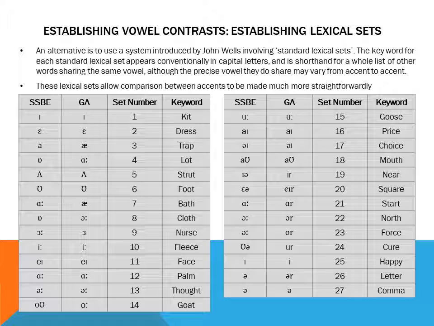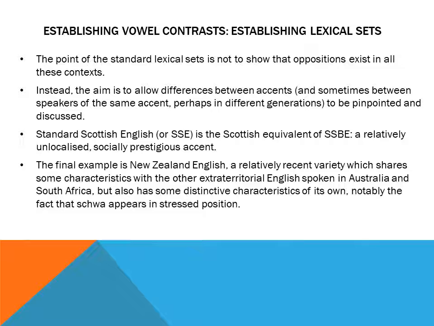We could add that many speakers of Northern English will have the same vowel in strut as in foot, and the same vowel in path as in straw, pinpointing 2 of the differences most commonly noted between North and South. The point of the standard lexical set is not to show that oppositions exist in all these contexts. Instead, the aim is to allow differences between accents, and sometimes between speakers of the same accent, perhaps in different generations, to be pinpointed and discussed.